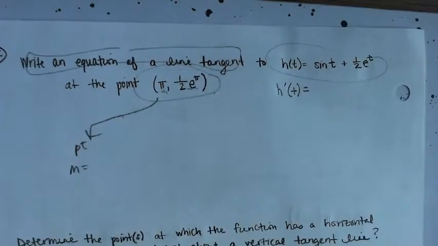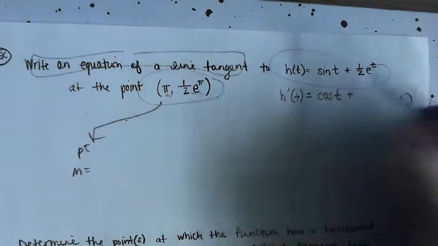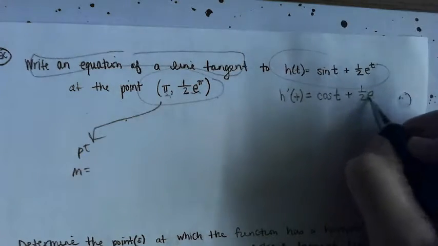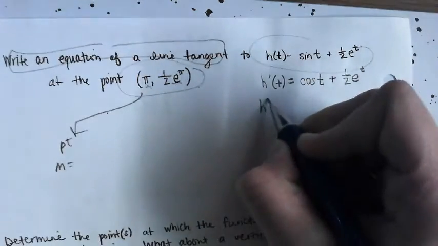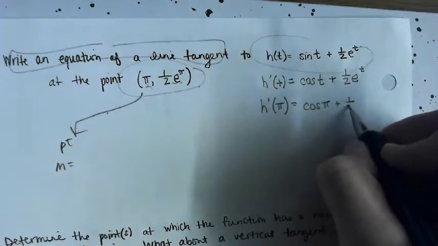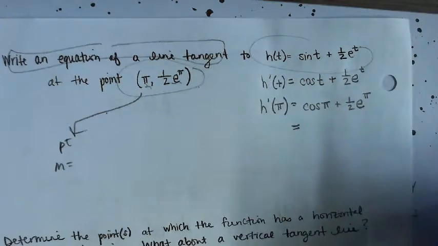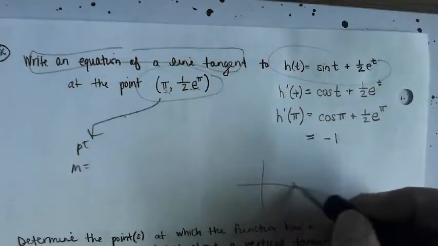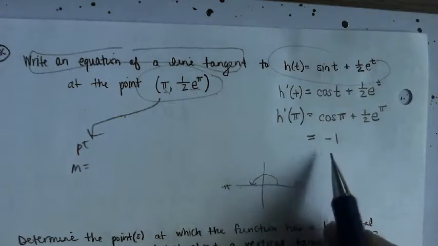the function. The derivative of sine is cosine plus the derivative of e to the variable remains e to the variable. So it's 1/2 e to the t still. So now we're going to evaluate that derivative at the point of tangency, which is at pi. So we get the cosine of pi plus 1/2 e to the pi power. What's the cosine of pi? -1. Are you with me here? Because the cosine of 0 is 1. So when you get over here, the cosine of pi is -1.